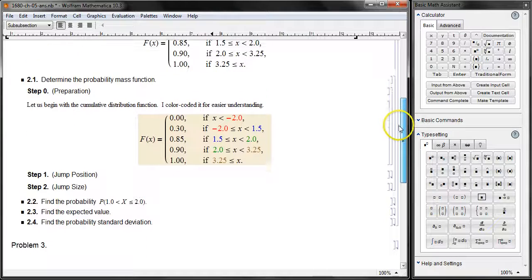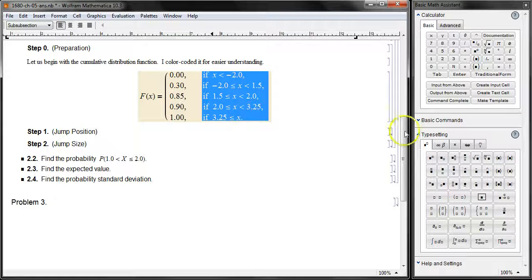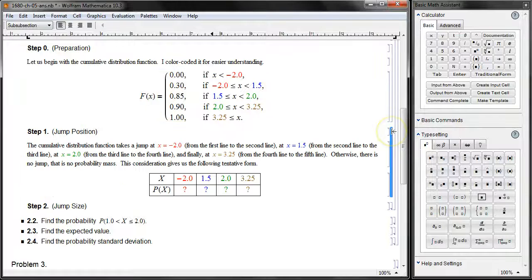Next, let's go to step 1 of determining the mass function. The jump position. What are the x values? Well, here they are, -2, 1.5, +2, and 3.25, and those become the first line. Those are possible x values from smallest to largest. Now, what are the probabilities? You have to fill these question marks.